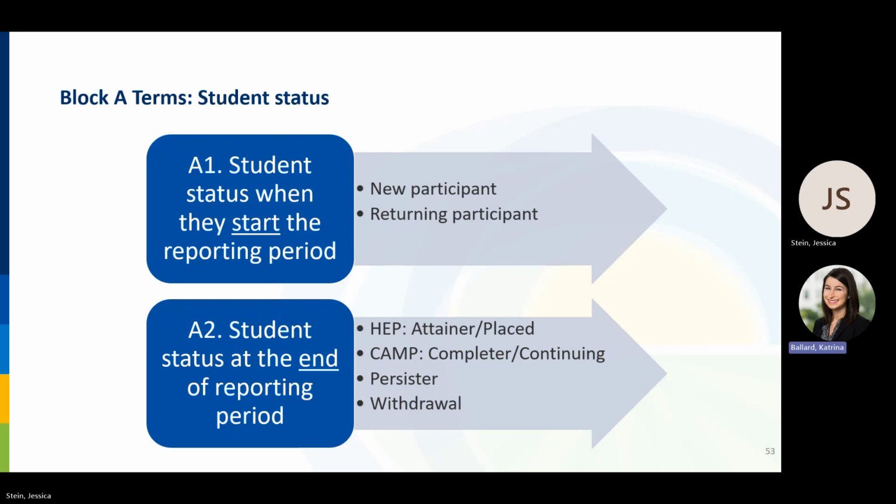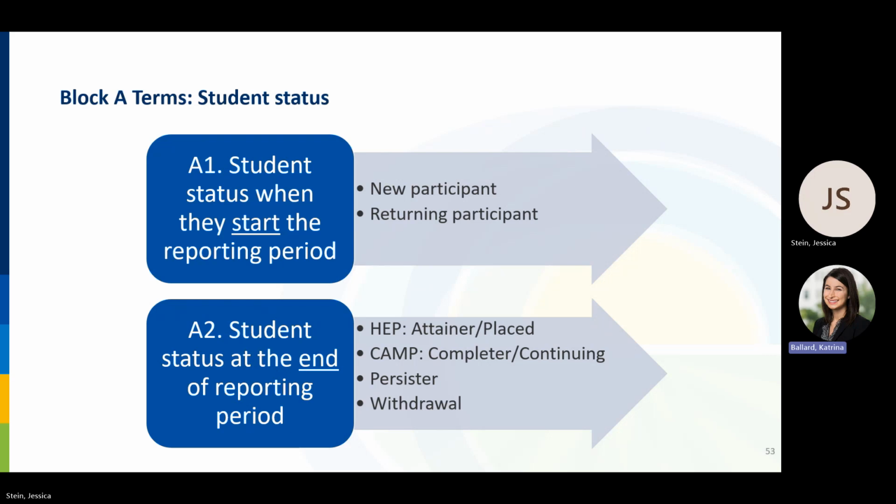Now we'll dive into the rest of the Block A definitions. There's some overlap in definitions with HEP and CAMP, but we'll review the definitions for each program separately to make sure that they're clear for each program. We're going to think about these terms in 2 ways. The first group of terms reports the status of the students when they begin or start the reporting period. So were they a new participant or a returning participant?